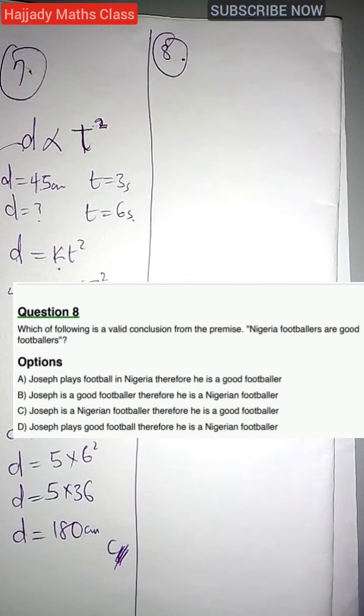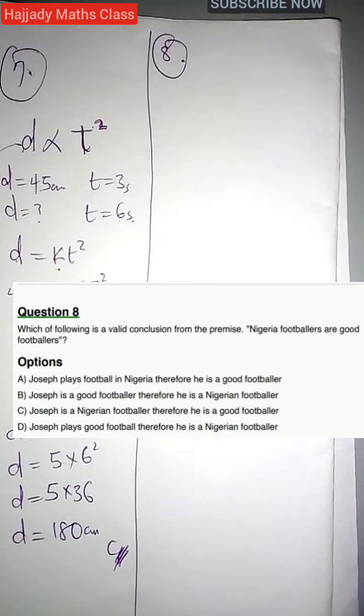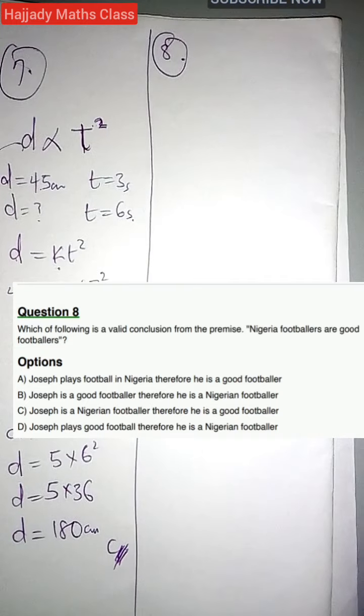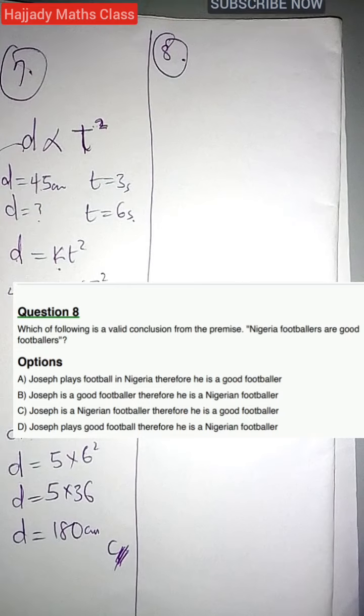Nigerian footballers are good footballers. What do we mean by premise? From a premise, we can make a reasonable conclusion. So now, looking at the options, which one do you think you can form your conclusion on?